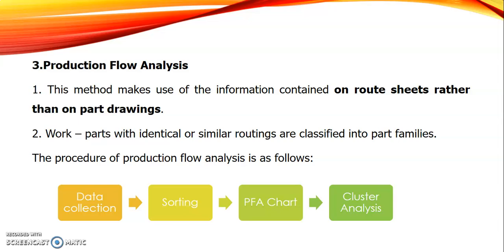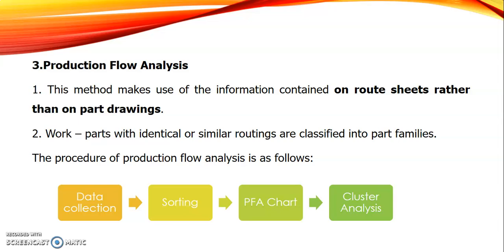And then the second process is the sorting process, also known as the routing process. In this step, parts are arranged into groups according to the similarity of the process routings. All machines which are producing the same part are allocated code numbers according to the sequence. This is known as the sorting process.